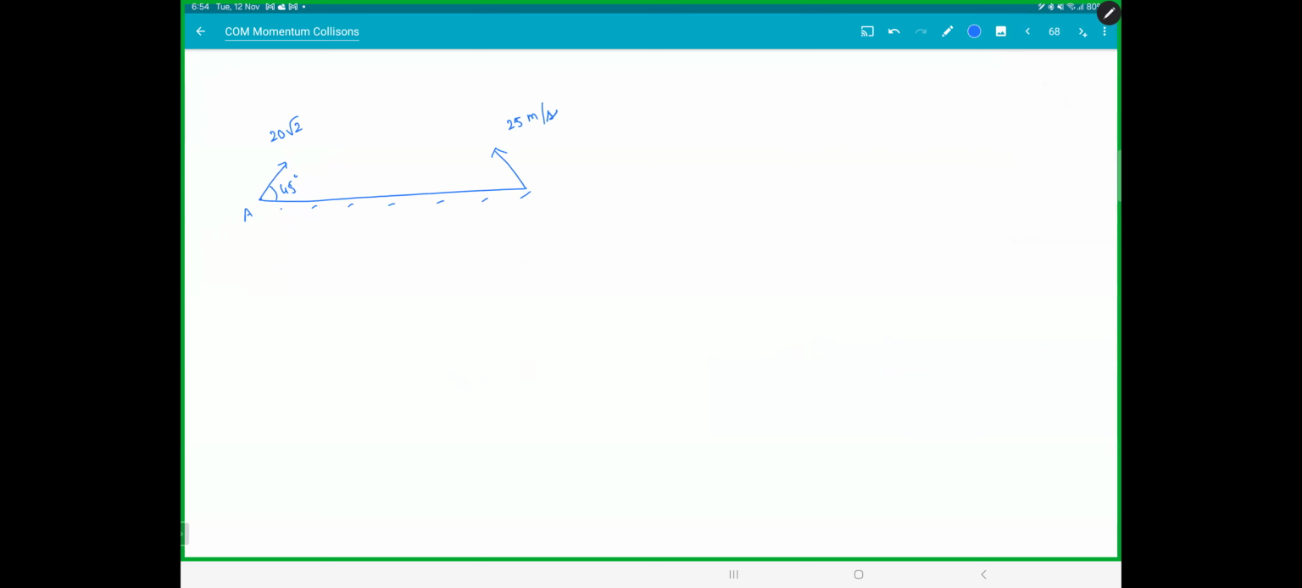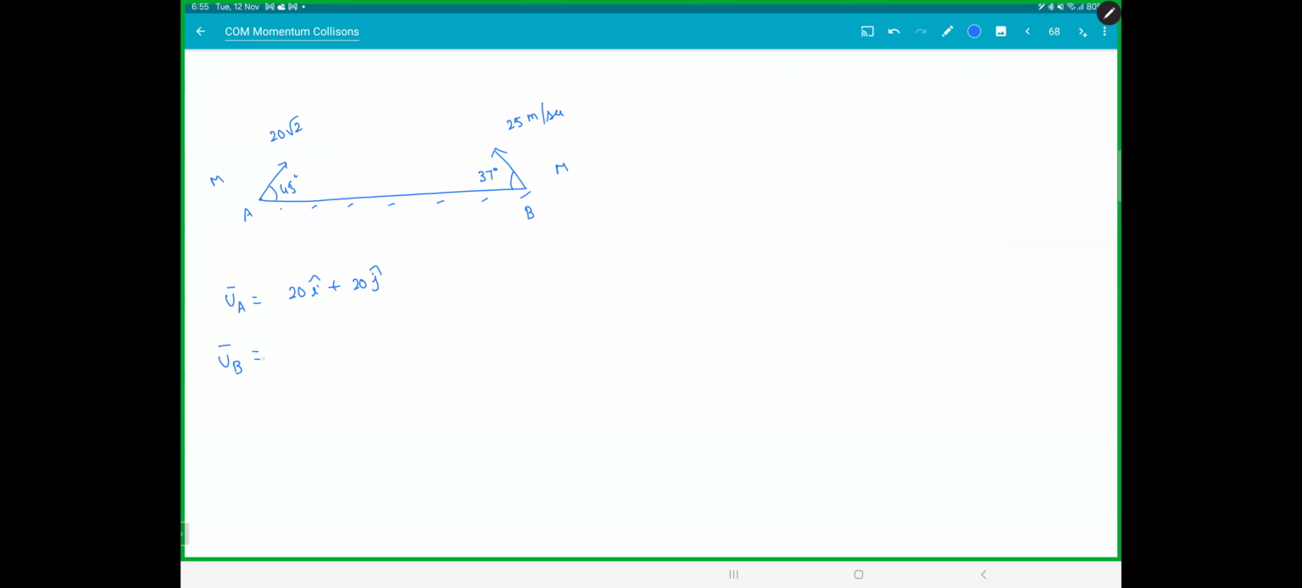This is 25 meters per second at 37 degrees. This is B. This is m and 2m. So let's find the velocity first. What is UA? 20 root 2 cos 45, 20 i cap plus 20 j cap. So these are the initial velocities.